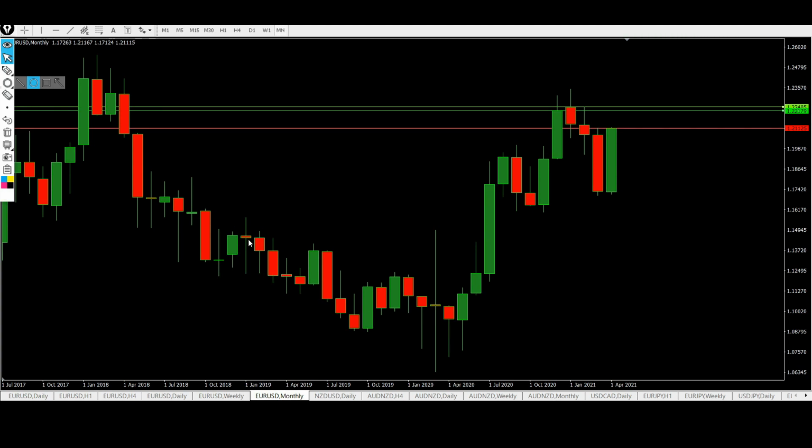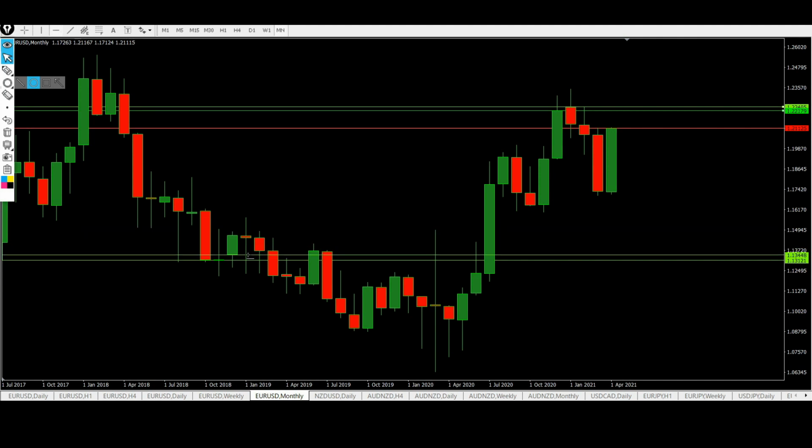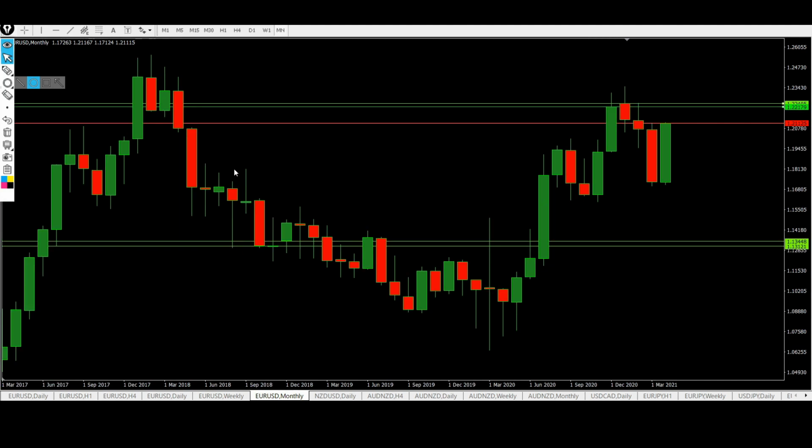Okay, there's another gap right here. So let's draw those horizontal lines. One on the close on the first candle, and one on the other side where the next candle opened. Okay, so this is still rather close to current price, so that's okay. Let's keep going back.